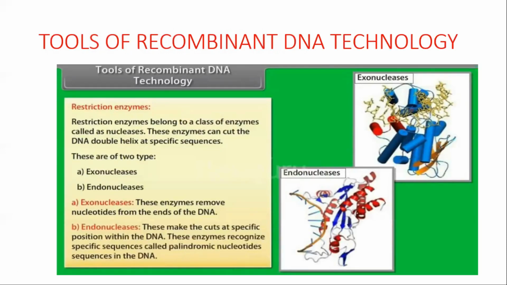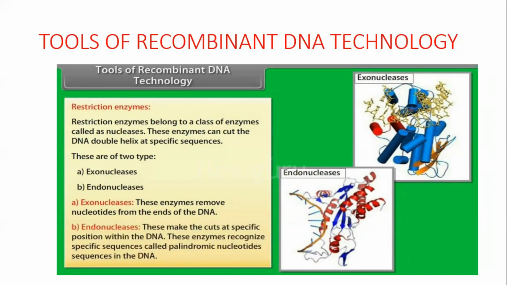Now, we'll move on to the tools of recombinant DNA technology. These tools are nothing but what I explained about the restriction digestion. All your chemical constituents, the main ones we're going to use, are your restriction enzymes. So what are these restriction enzymes? These restriction enzymes are a group of enzymes that belong to a class called nucleases. You know there are various types of enzymes; I hope you would have studied biomolecules. These restriction enzymes belong to a class called nucleases.